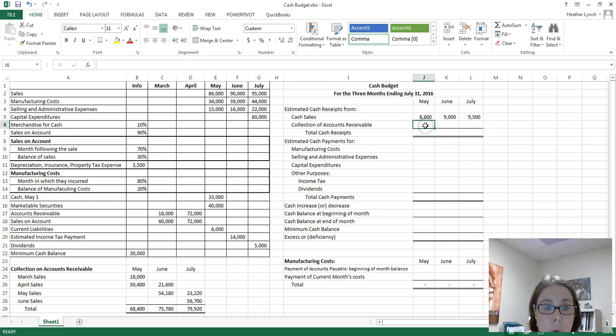Okay, so that gives us the amount that we're going to collect from our accounts receivable. We can bring that over here: $68,400, $75,780, and $79,920. Add those together.